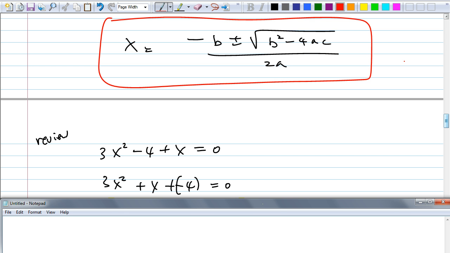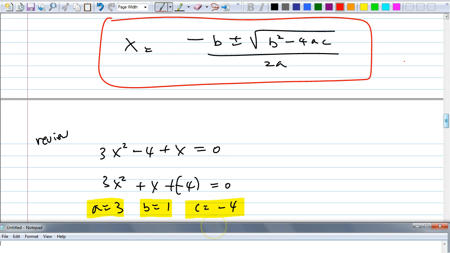Every time you do this, do you think it's a good idea to write down what your ABCs are before you begin? What is your A, guys? 3. What is your B? 1. What is your C? Negative 4. Do you think it's a good idea to change it to addition? Because then you can see your ABC a lot clearer, right, if you change it to addition.